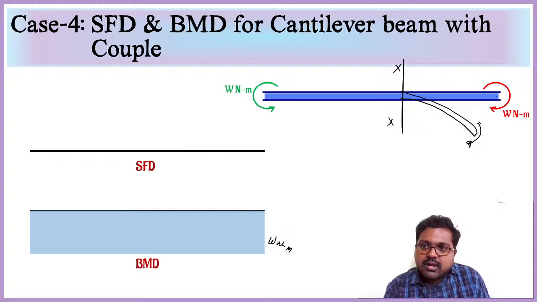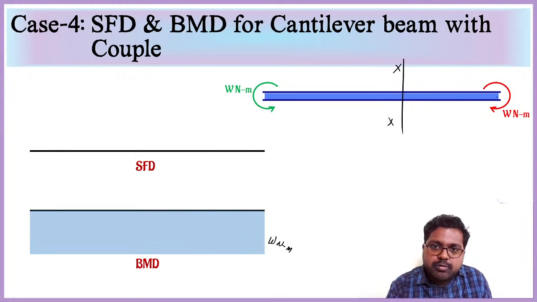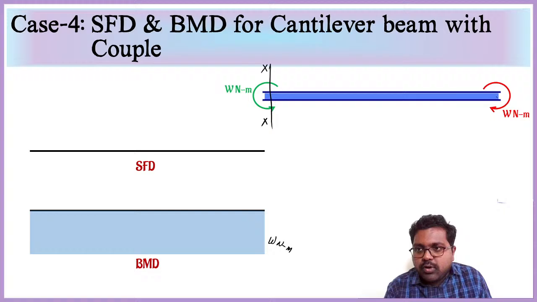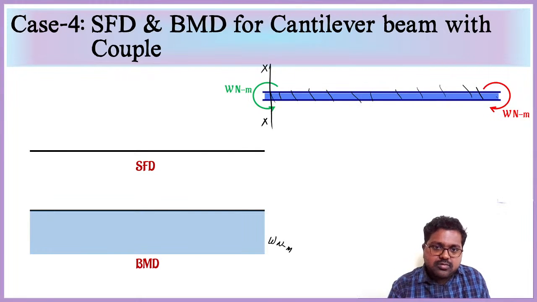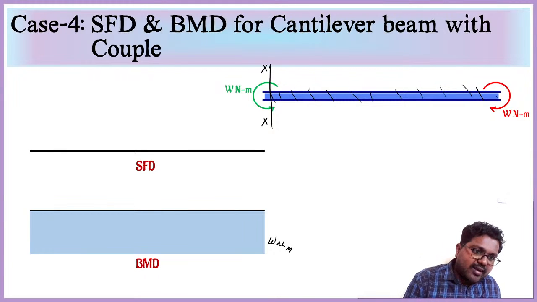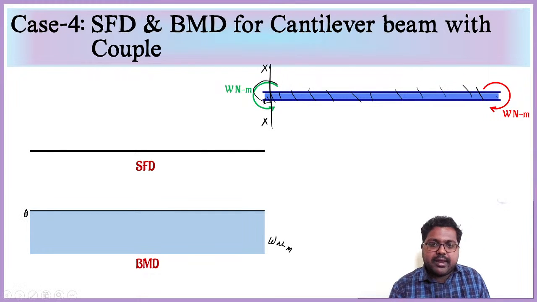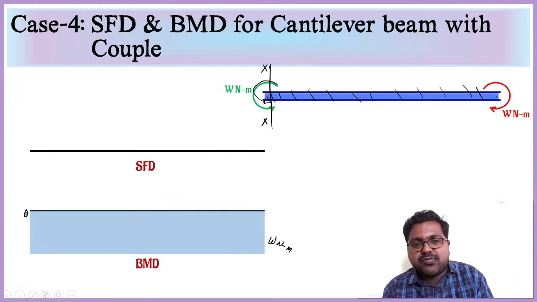And from here onwards there are no other loads. So the same W Newton per meter will continue up to the cross section. If we consider the cross section till here, only W Newton per meter will be carried at all the sections. So it is continuing from here to here as a straight line, and here an opposing W Newton per meter is acting, so it becomes 0 again. This is case 4.